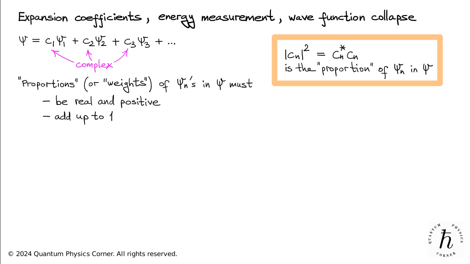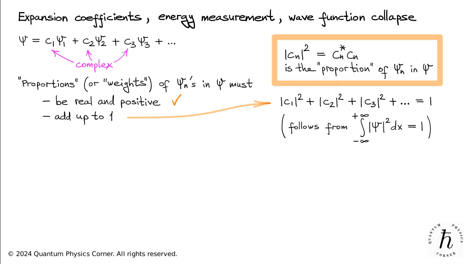Indeed, this quantity is clearly real and positive. As for the second condition, you will be guided through a calculation that demonstrates the sum of the squared moduli of the expansion coefficients equals 1. This result follows from the normalization condition, which requires that the spatial integral of the squared modulus of the superposition wave function psi is equal to 1.